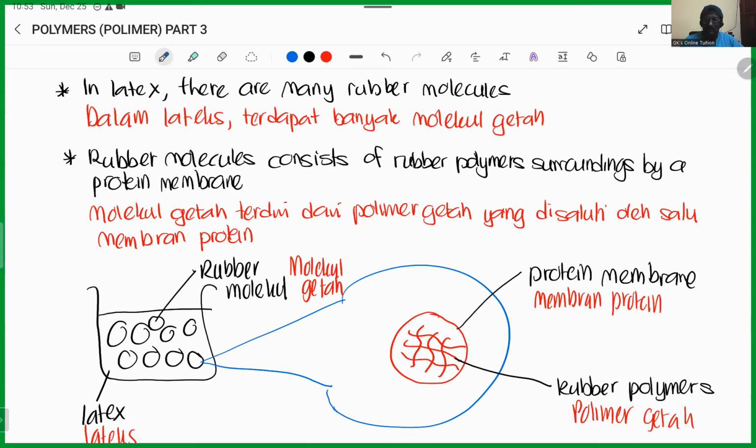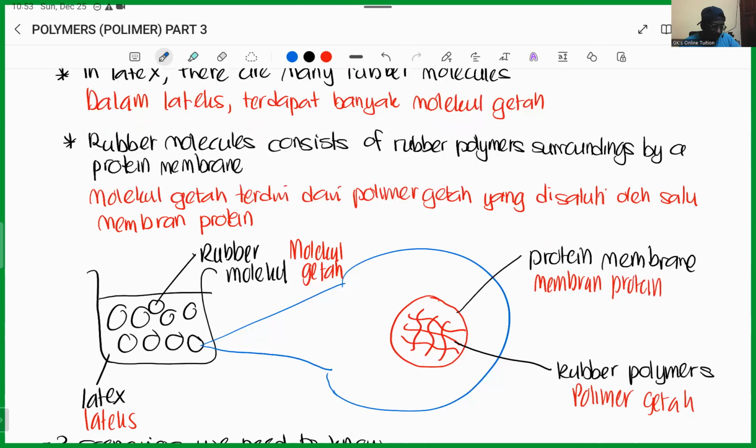Ini benda pertama yang kita akan belajar, apa yang berlaku pada benda ni. How it coagulates, we will learn what is happening to the rubber molecule. Apa yang berlaku pada molekul getah ni. So kena tahu dulu. Latex, banyak molekul rubber. Setiap molekul rubber ada satu polimer getah yang dikelilingi oleh protein. Okay, so this is how the structure. Ini adalah struktur latex. Okey, kita sambung ya.